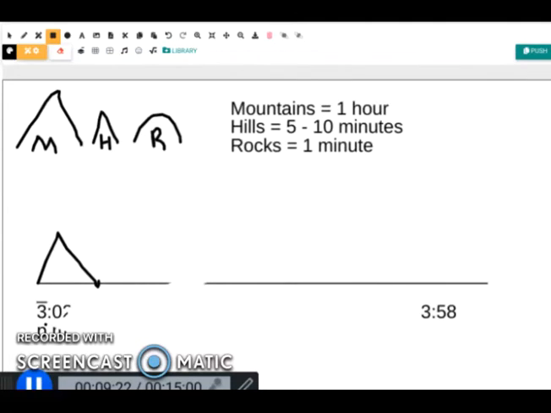So we know there's not enough time in between to get an hour, so we're going to think about hills. And I'm going to go ahead, because I know that I can get some 10 minutes in there, I'm going to go ahead and do 10 minutes. And as I'm thinking about that, I know that I'm going to move up my minutes. My hour is going to stay the same.